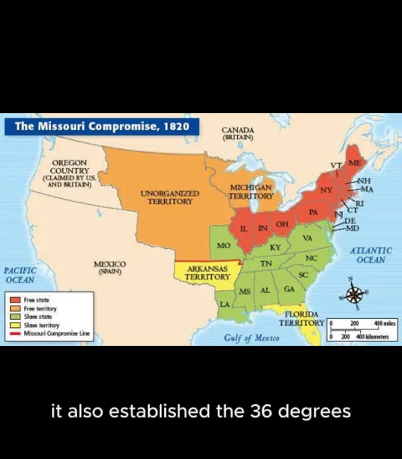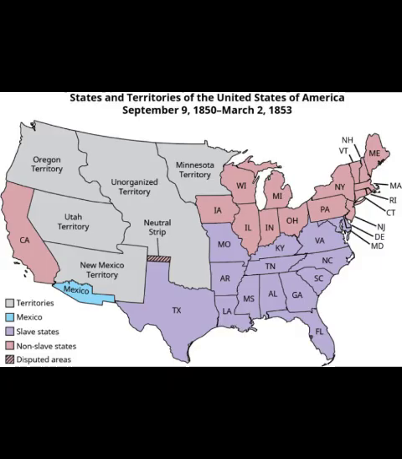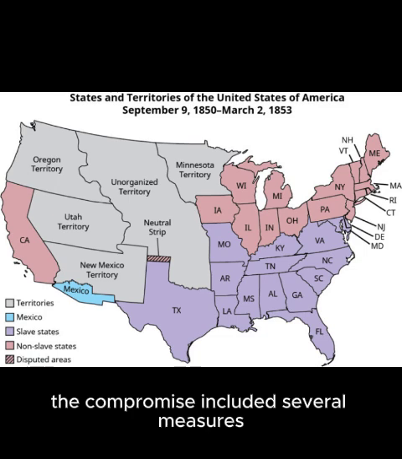It also established the 36 degrees 30 minutes parallel as the dividing line for future admission of free and slave states. Compromise of 1850. The compromise included several measures.